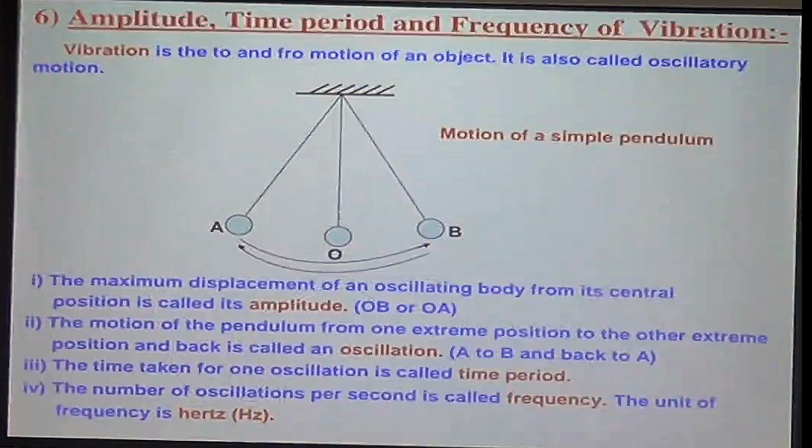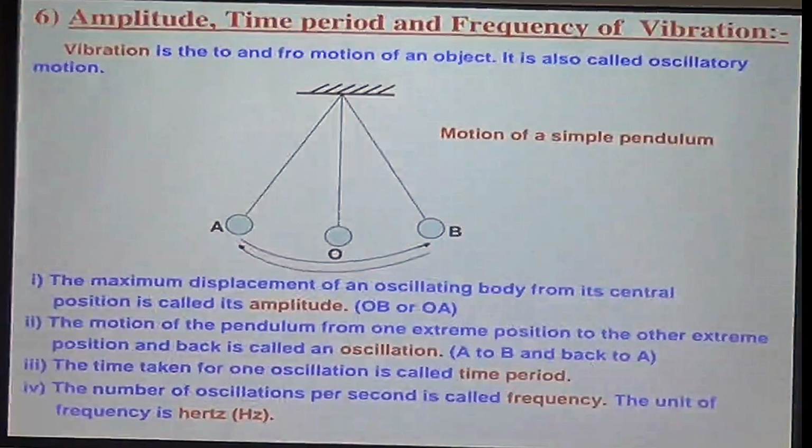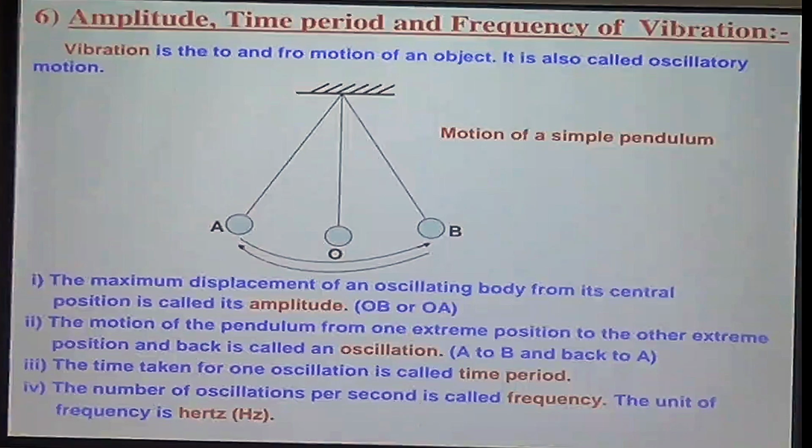Now, there are certain characteristics which are associated with the sound wave. A few of them we are going to study, for example, amplitude, time period and the frequency of vibration. Firstly, to understand what a vibration is: it is a to and fro motion, a back and forth motion, and it is also known as an oscillatory motion.